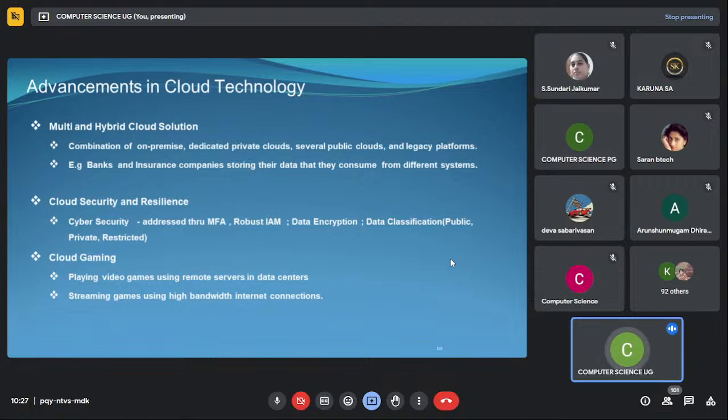That's where you have MFA, which is multi-factor authentication. You have encryption; a lot of encryption algorithms have come up today. And you have identity access management. IAM stands for Identity Access Management. You have robust access control mechanisms so that you can figure out who gets what access to the data.